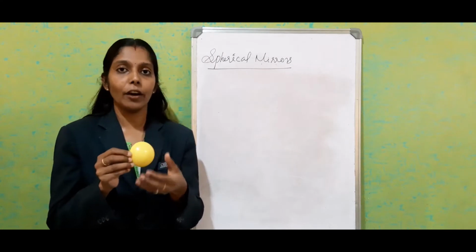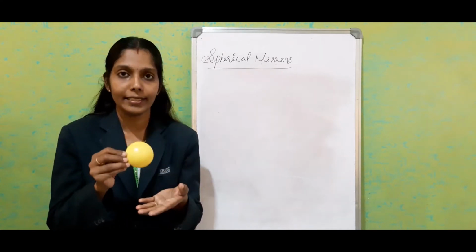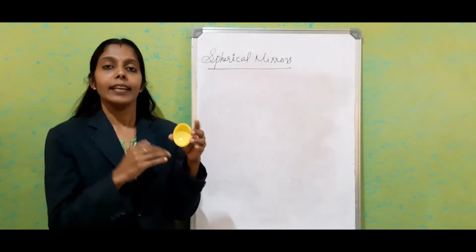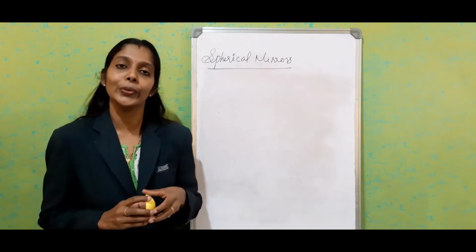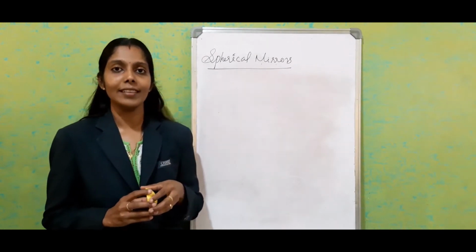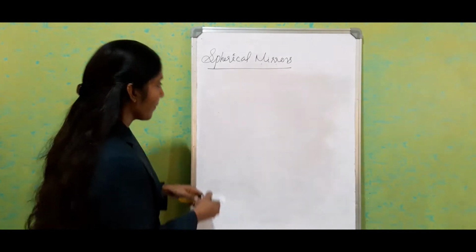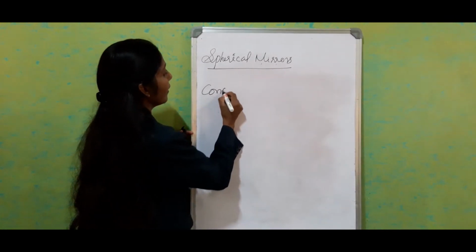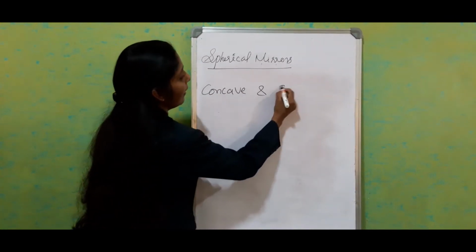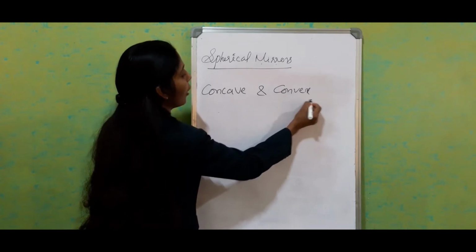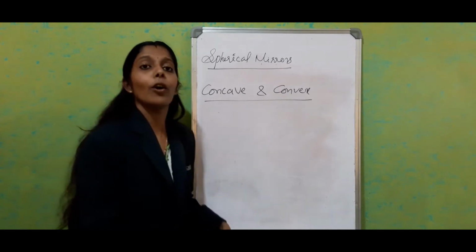On the basis of which side is coated, whether the bulge side or the curved inside, we can divide the mirrors into two categories, concave mirrors and convex mirrors. So concave and convex. What is a concave mirror?